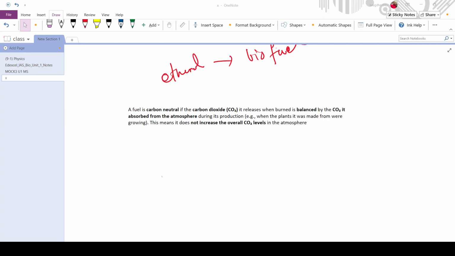Fossil fuels are not carbon neutral. Why? Because what is carbon neutral? A fuel will be carbon neutral if the CO2 released when burned is balanced by the CO2 it absorbs from the atmosphere during its production, like when the plants it was made from were growing. This means it does not increase the overall carbon dioxide levels in the atmosphere. Fossil fuels do not absorb it. So how is it carbon neutral? The amount of carbon dioxide it releases via complete combustion, it does not absorb. So it is not carbon neutral. Do you understand?